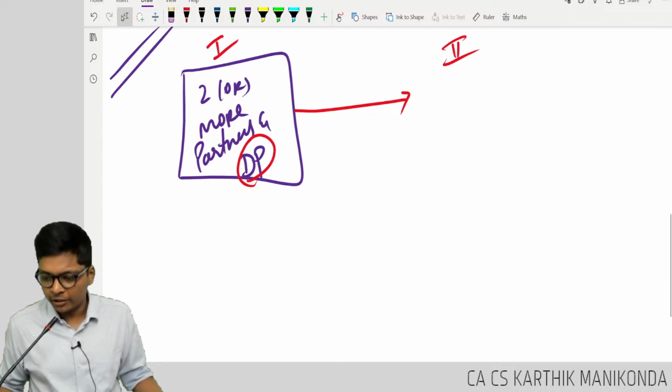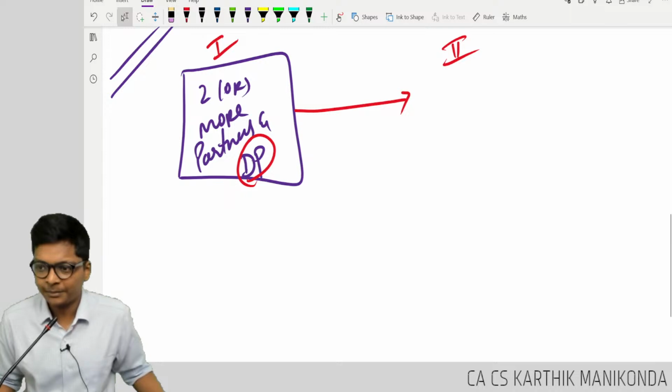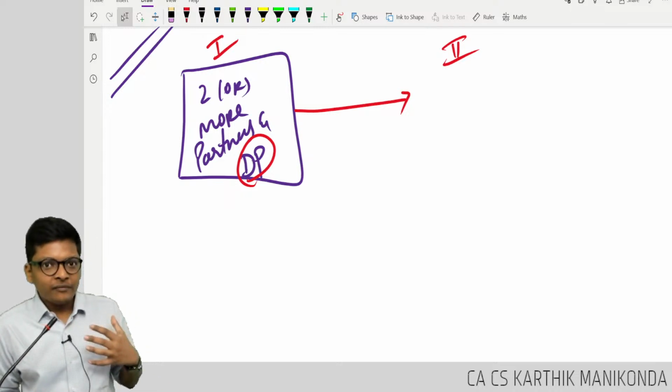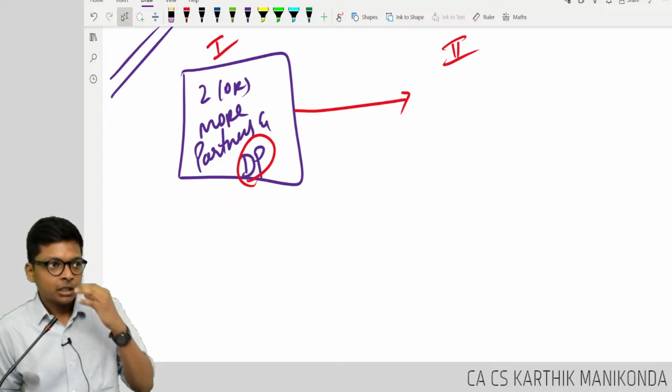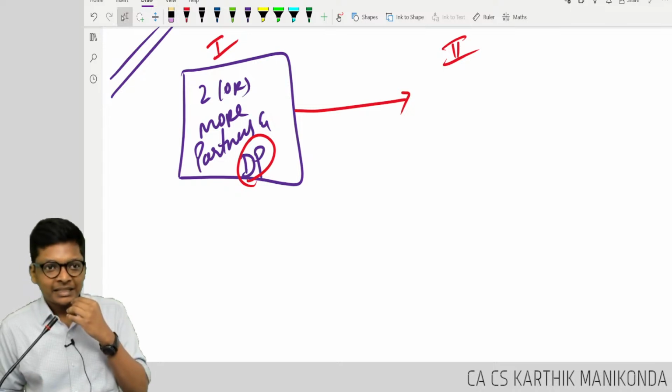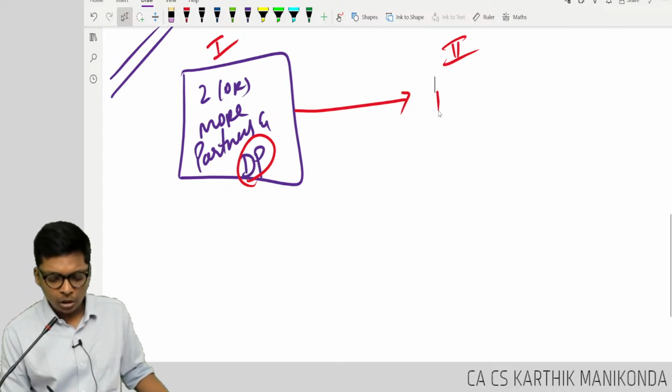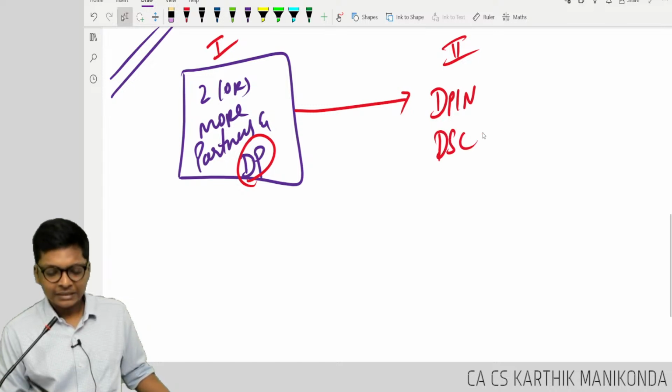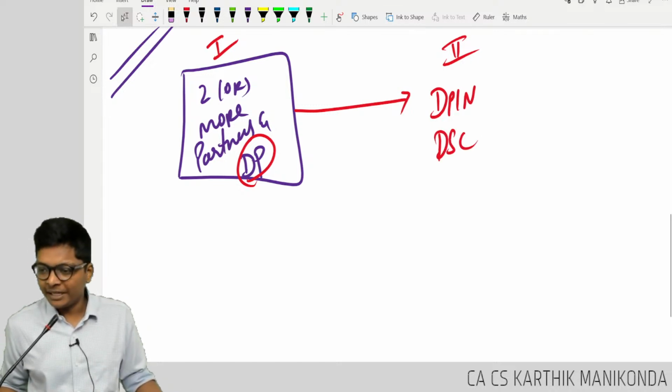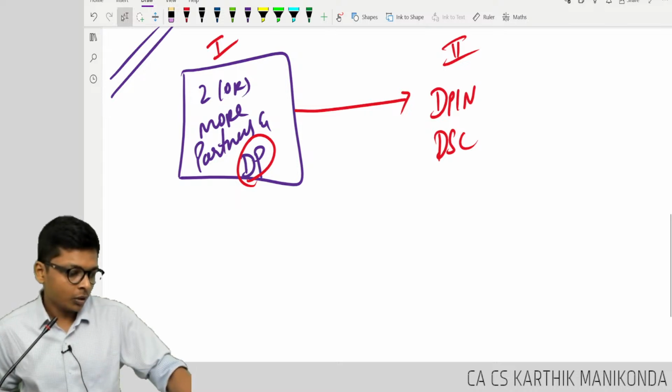I will show you that online itself. They will apply and get something called, just as we individuals have Aadhaar, or those who are driving have a driving license. Like that, we have something called DPIN and DSC. Sir, what is DPIN and DSC? Anybody? What is DPIN, DSC?